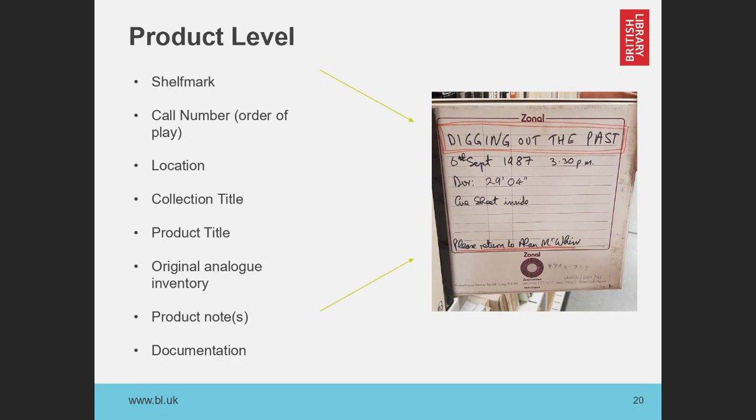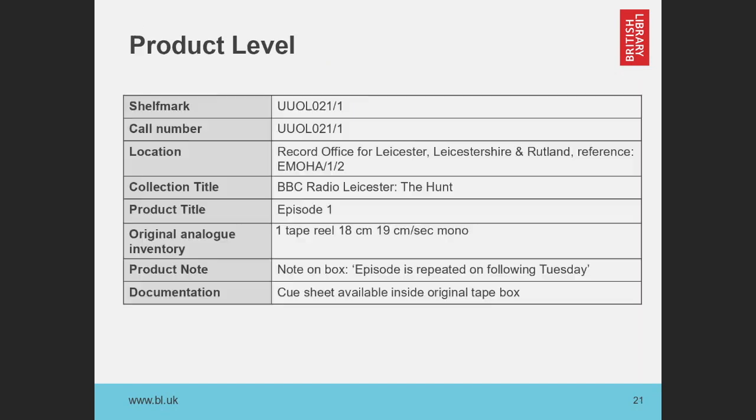And just to mention here that any items which we have grouped together, like an oral history that's recorded over 5 tapes, we would keep them all together in one row of the spreadsheet and describe it with one product title, rather than having individual entries. So here is another example of a product level description for you.